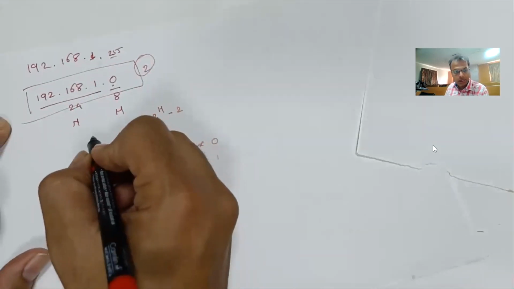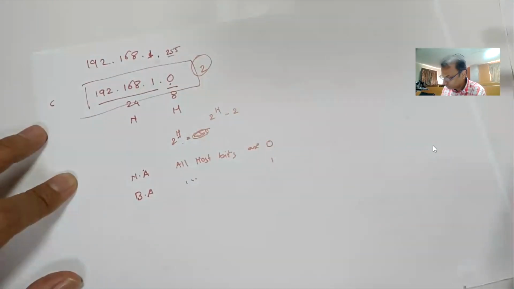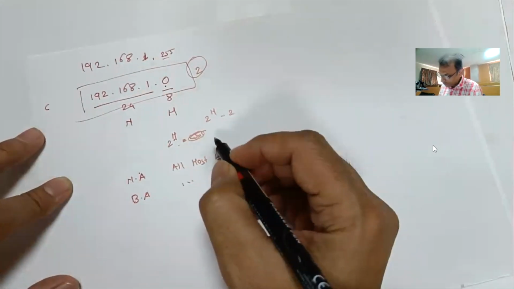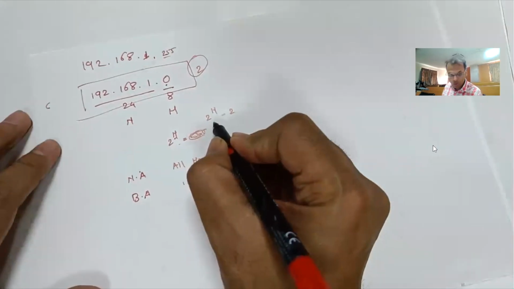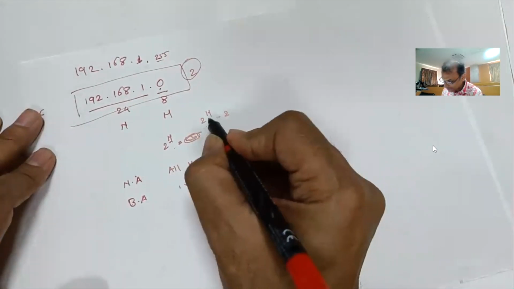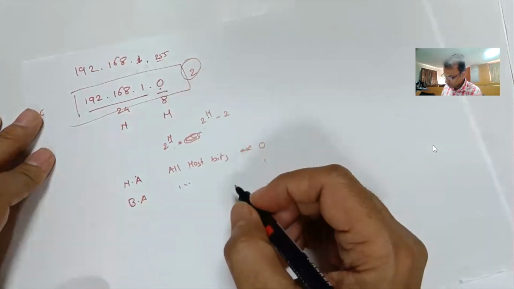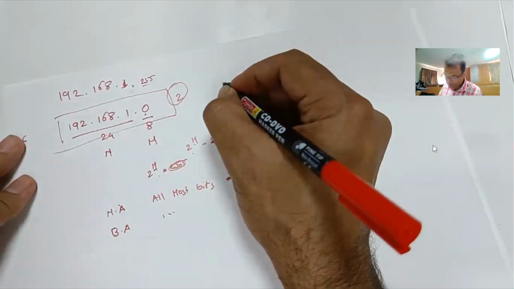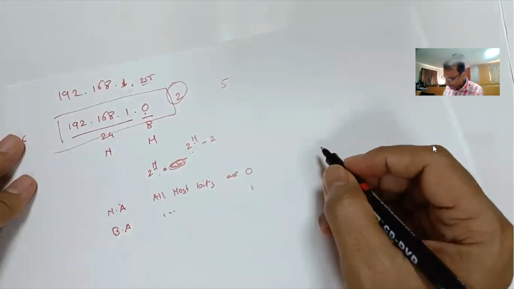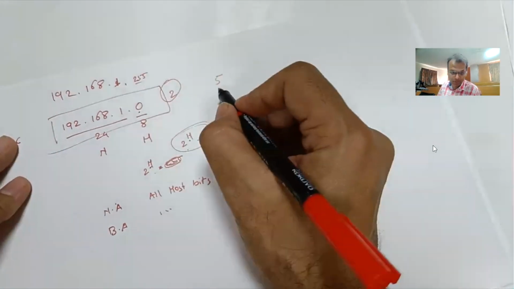In class C or class A or class B, when you want to find out the number of actual hosts that can be addressed, it has to be 2 raised to h minus 2. And what is h? The number of host bits. Now, if I want to assign only 5 IP addresses, I don't need 250 IP addresses. What I need is only 5 IP addresses.